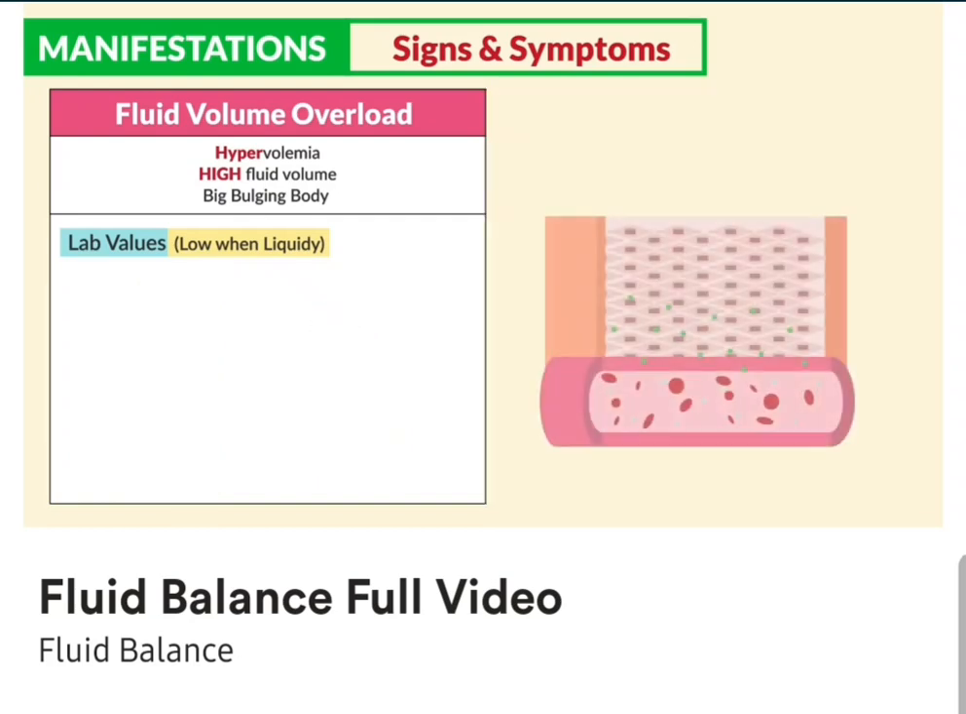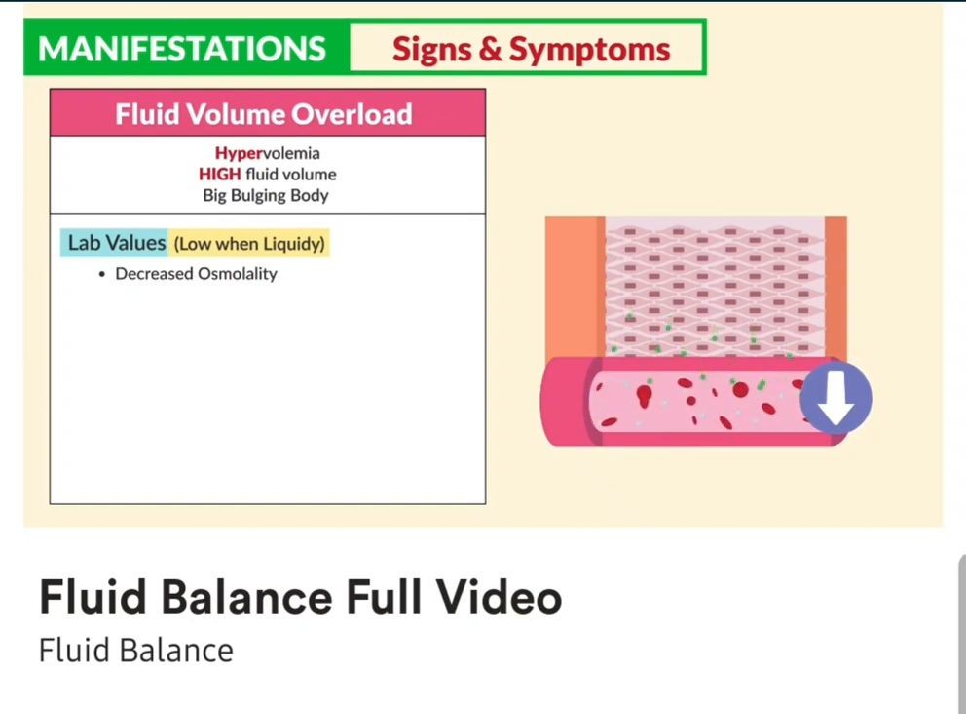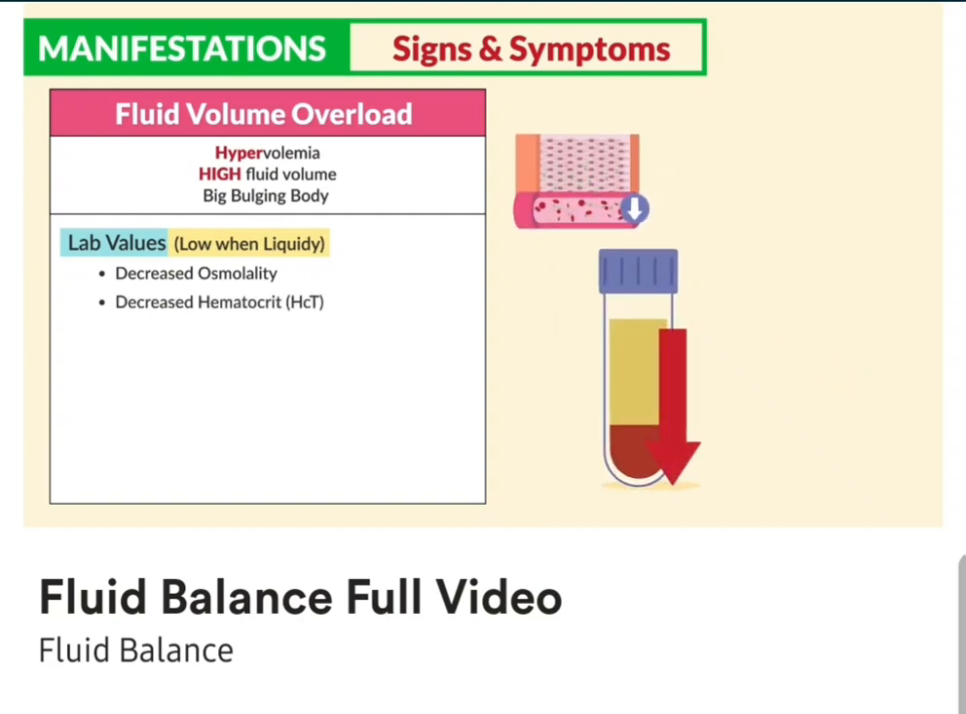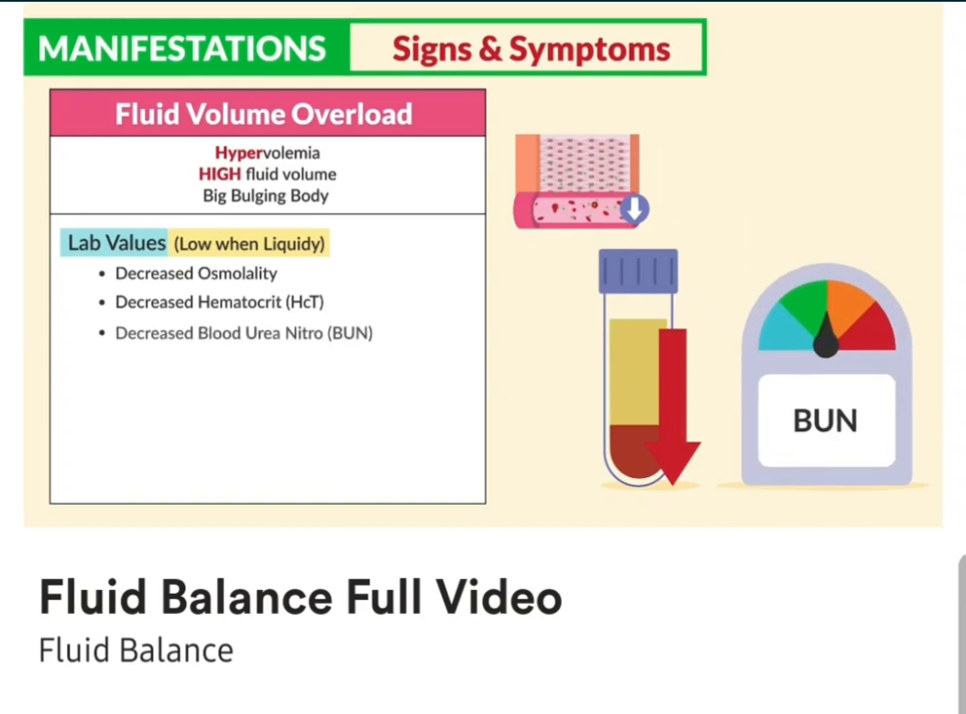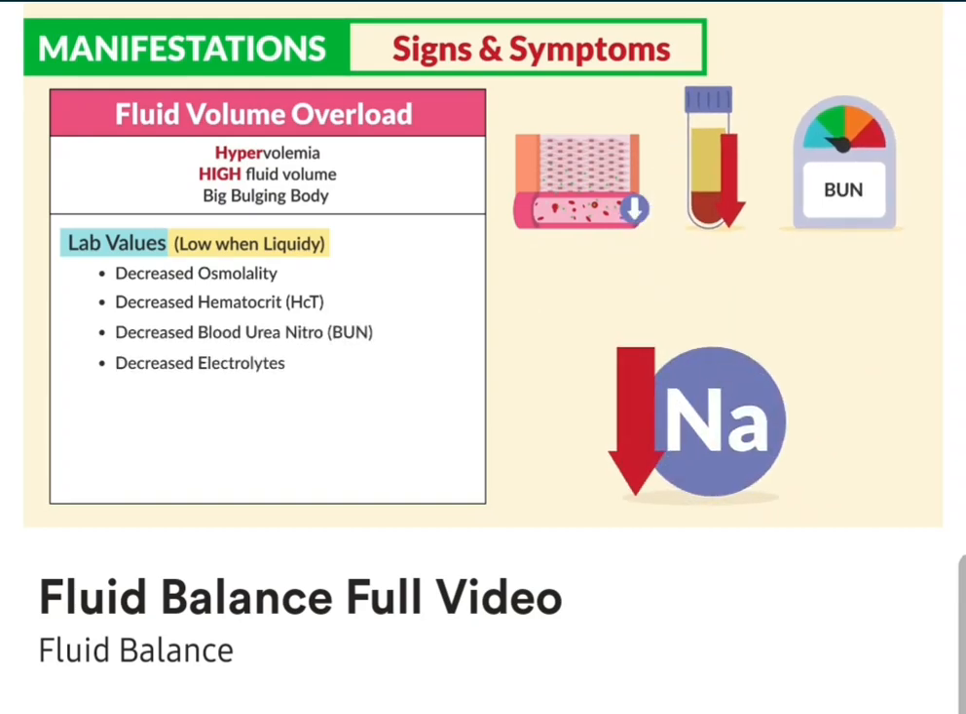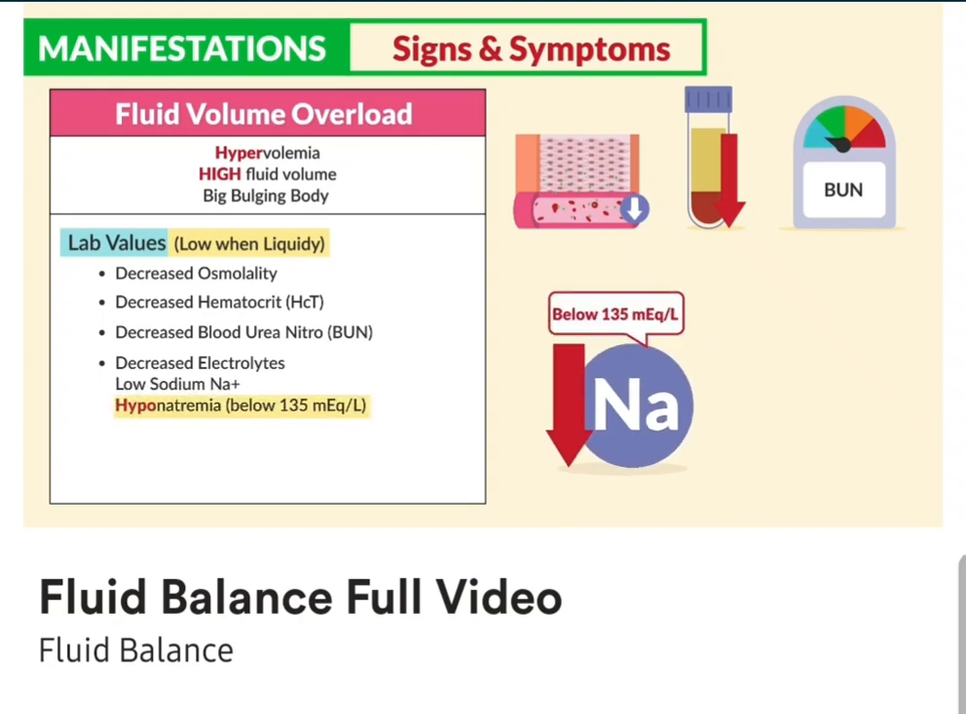So naturally, we see a decreased osmolality, fancy words for a decrease in the thickness of blood, very dilute, watered down blood. And we also see a decreased hematocrit, as well as decreased blood urea nitrogen, that BUN, and decreased electrolytes, namely low sodium, hyponatremia, below 135, which is a huge risk for brain damage.